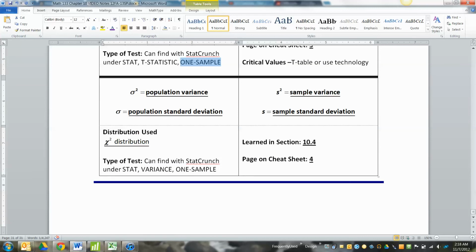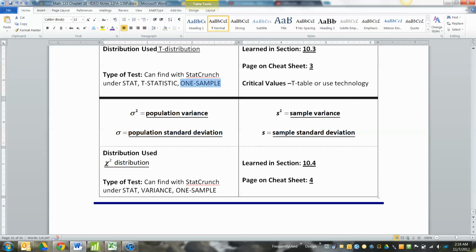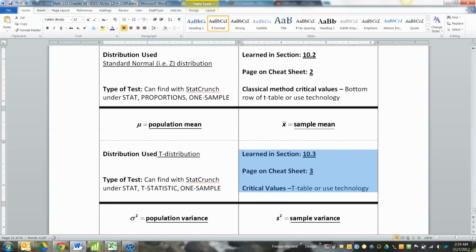All right, then what about variance? Variance is sigma squared, and then the standard deviation is just plain sigma. And you use sample variance to test population variance and sample standard deviation to test population standard deviation. We learned that in section 10.4. It's page 4 of your cheat sheet. And you get the critical values for the classical method. I really like that. Classical method critical values.